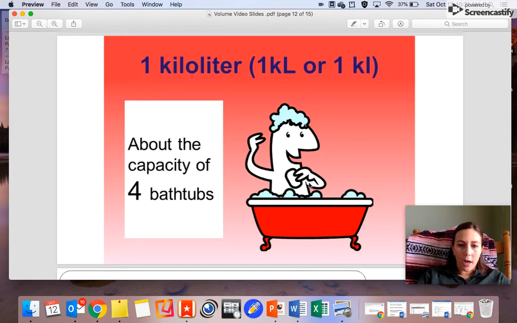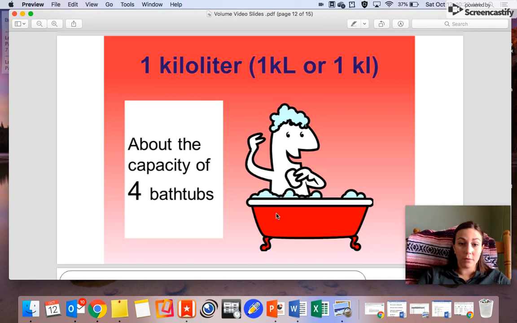Here is a guy in a bathtub. It says 4 bathtubs would be 1 kiloliter. So 1 kiloliter is 1,000 liters of water. That's quite a bit of water. 4 bathtubs is 1 kiloliter. So then think about swimming pools.